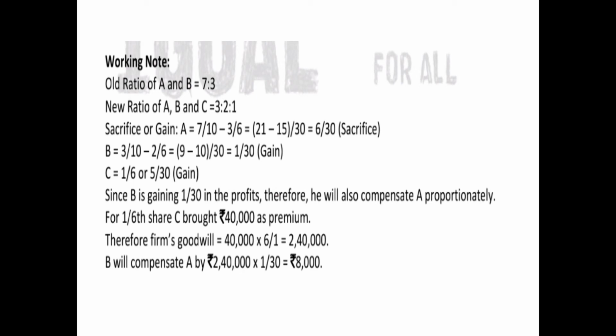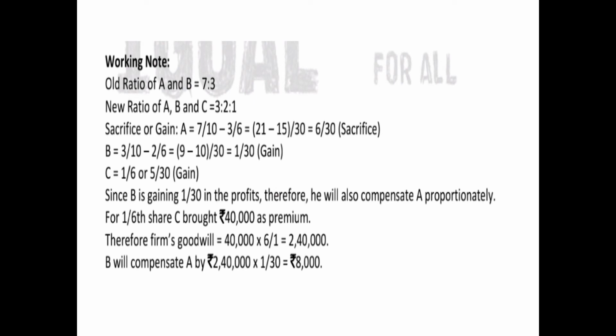So the sacrificing share of A will be old ratio minus new ratio, that is 7/10 minus 3/6. The LCM of 10 and 6 will be 30, and when we adjust the numerators according to the LCM, it comes to 21 minus 15 upon 30. That is, it comes to ultimately 6/30, and since it is a positive fraction, it will be considered as sacrifice, because we have applied the formula for sacrificing ratio.